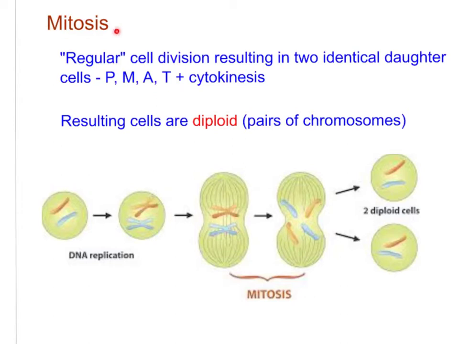So let's go back. Mitosis is the regular cell division. It gives us two identical daughter cells, right? PMAT, prophase, metaphase, anaphase, telophase, and cytokinesis. These daughter cells are diploid. They have pairs of chromosomes. When we form these cells, they're able to go through the interphase and double their genetic material. We have diploid cells here. They have the full number of chromosomes.